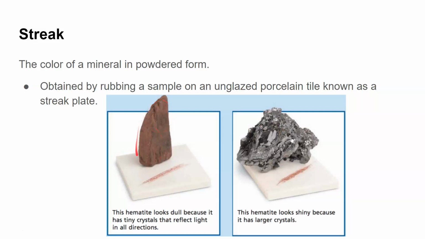All right, so interestingly enough, sample on the left, sample on the right, they look very, very different in terms of their bulk color. This is a dull red color. This is a metallic gray or silver color. Both of their streaks are identical. So the streak is a little bit more useful than just the bulk color alone.